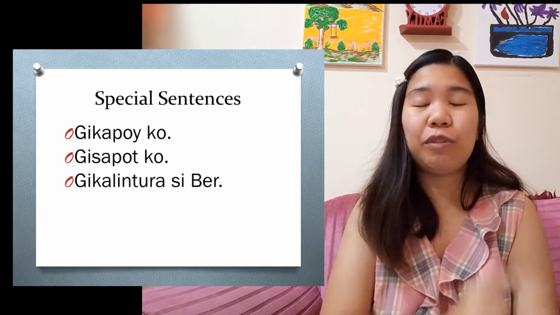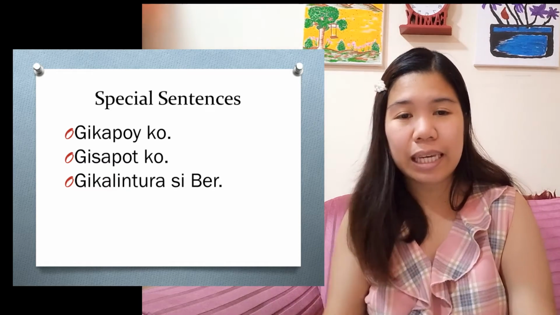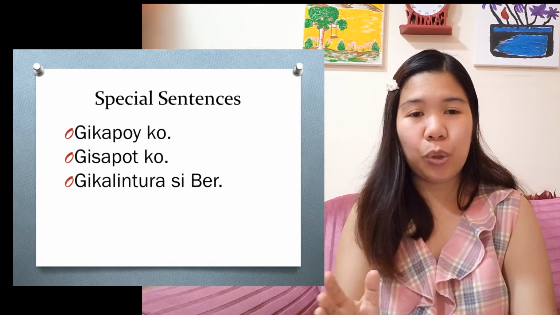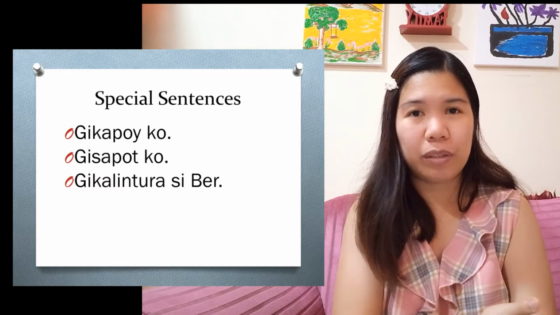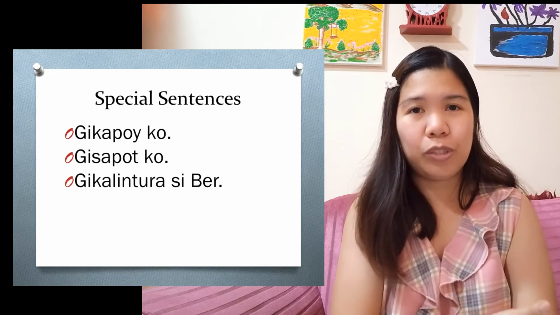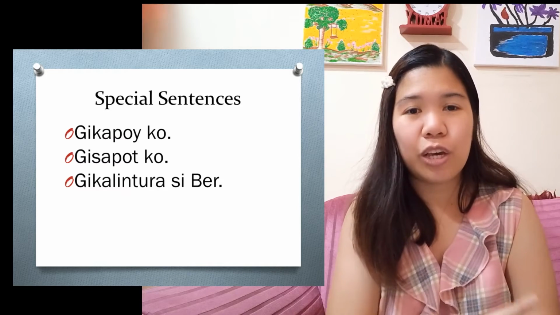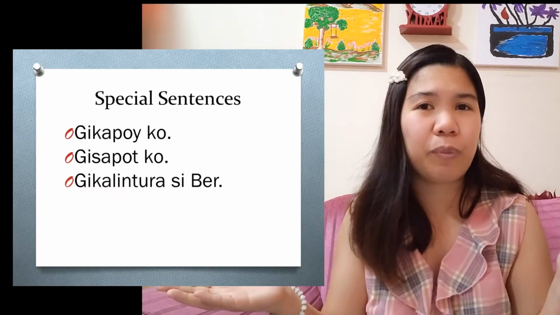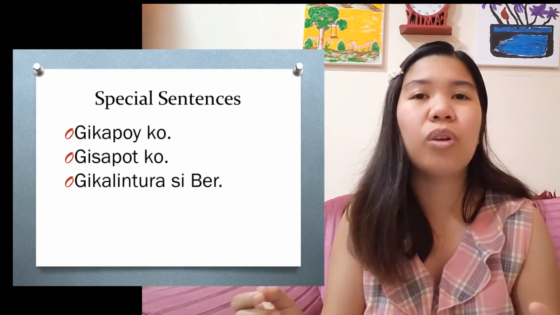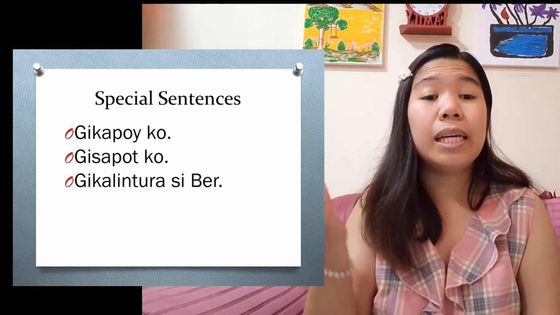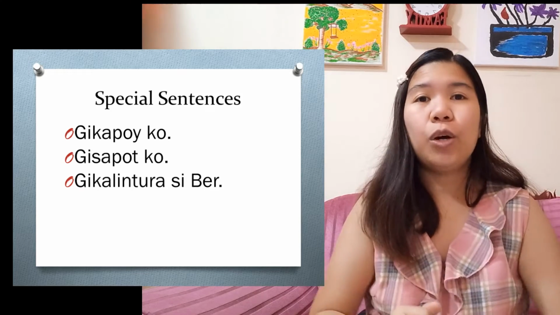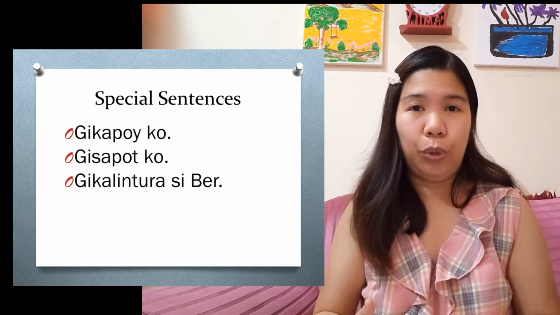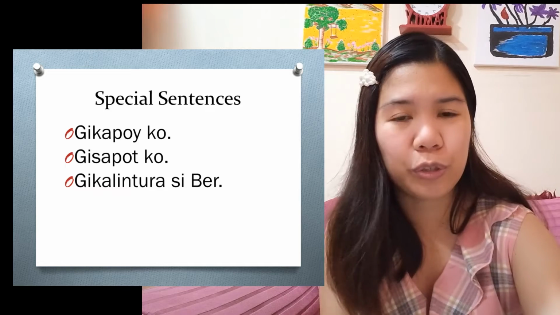Kalintura means fever. If you add gi, it shows the state of Ber. What is she feeling right now? What's her state right now? She has fever. Gikalintura si Ber. What's her state of being right now? Gikalintura. Gikalintura si Ber. Again, adding gi would show state of being or your emotion or your feeling right now.